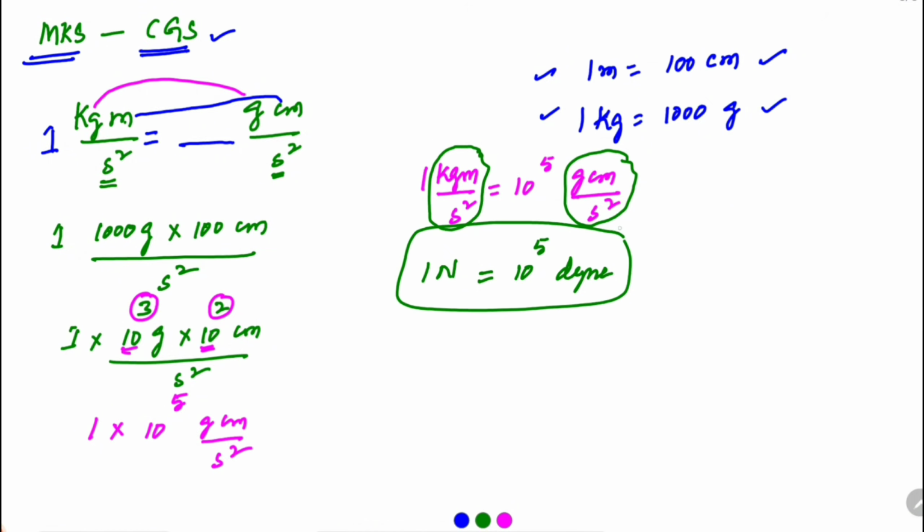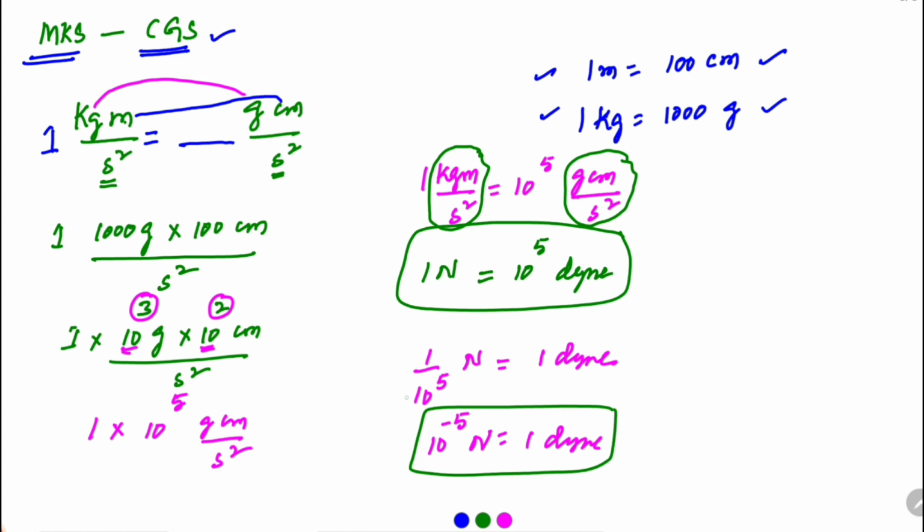So in this way also you can write 1 Newton is equal to how much, my dear? 10 power 5 dyne. And see the inverse of this. I can write this as 1 by 10 power 5 Newton is equal to 1 dyne. Okay, so 10 power minus 5 Newton is equal to 1 dyne. Clear? When the numerator comes up, this power will become negative. So using this you can convert from MKS unit to CGS unit or CGS unit to MKS unit. Hope you understood, children.